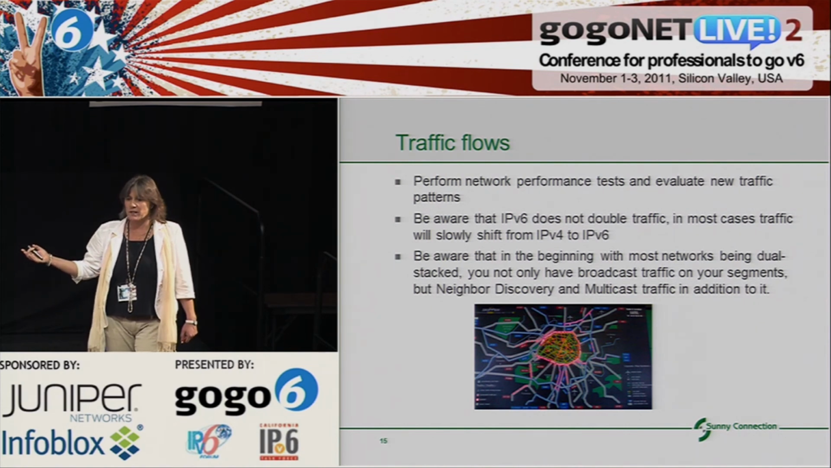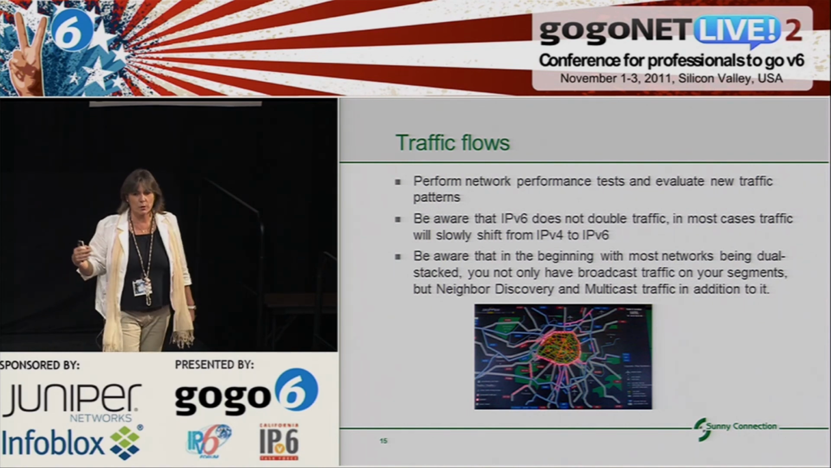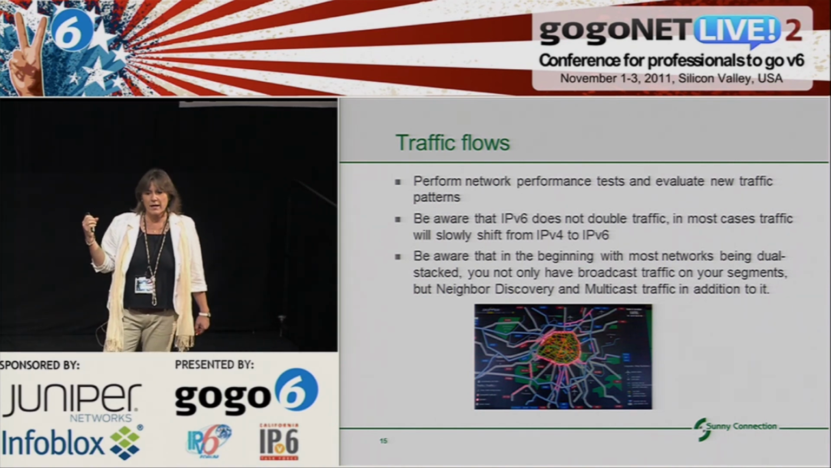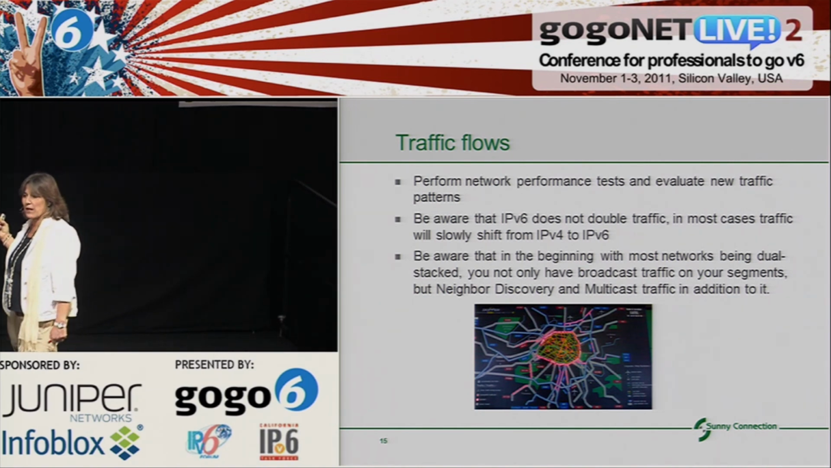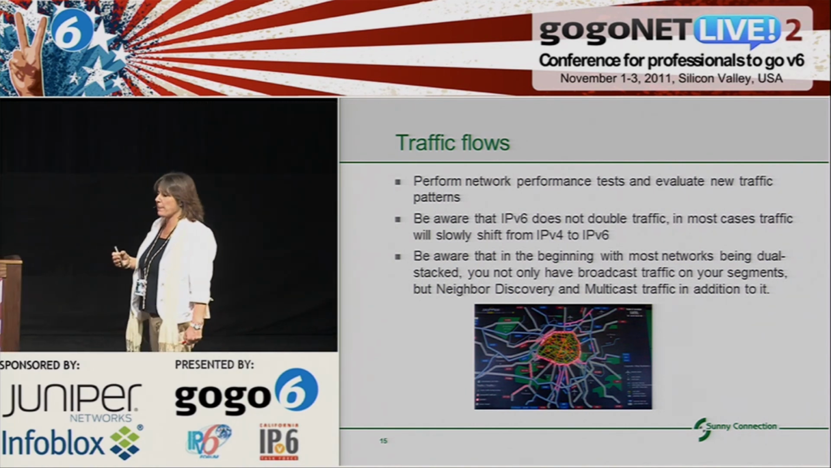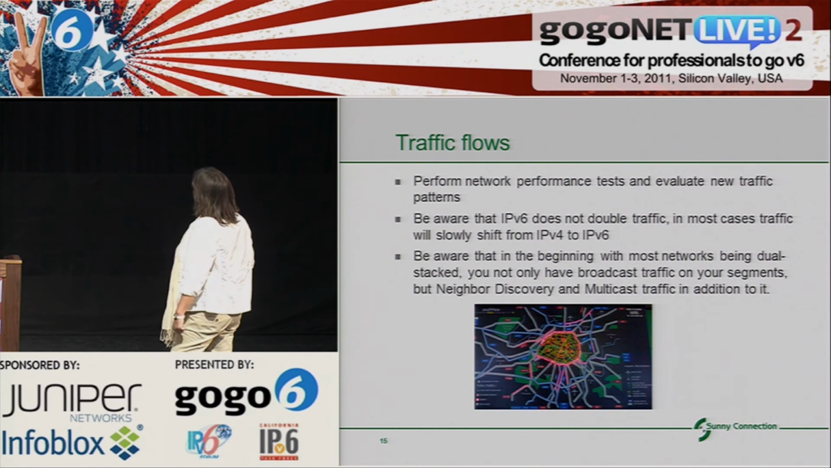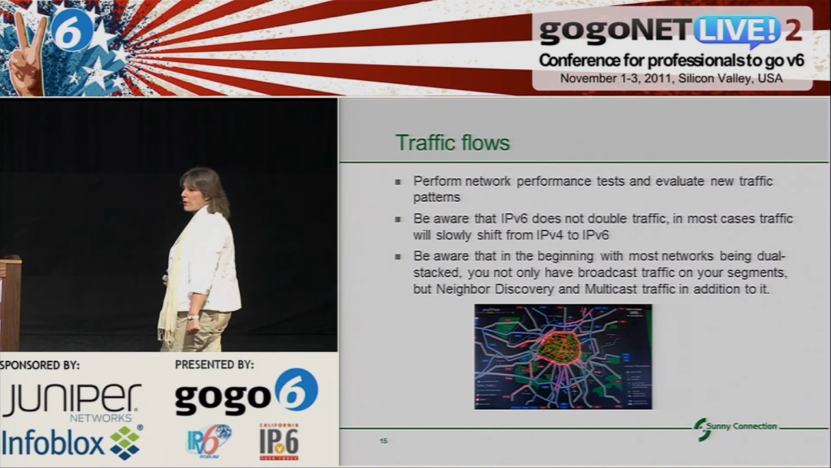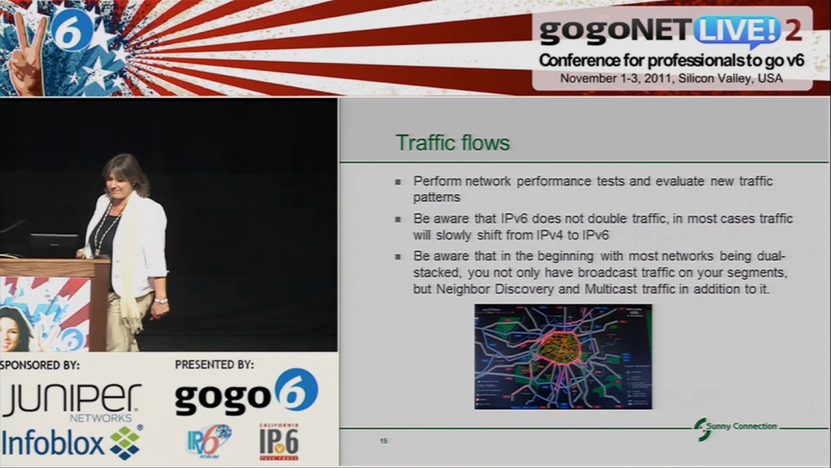Because if you have a dual stacked backbone and you have dual stacked clients, they will use IPv6 to access applications as soon as they are available over IPv6. So that's how it will just naturally happen step by step. So it will not just double, it will shift from IPv4 to IPv6. And this traffic map is Paris.